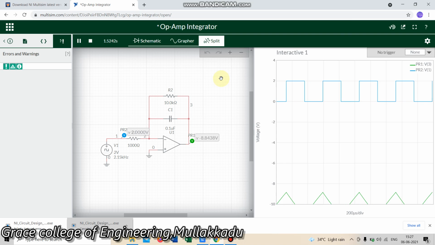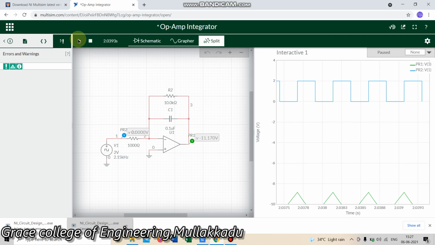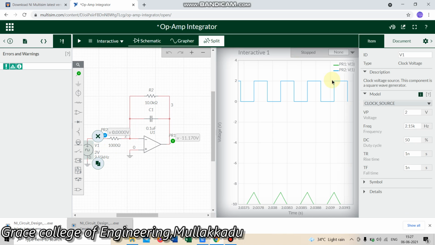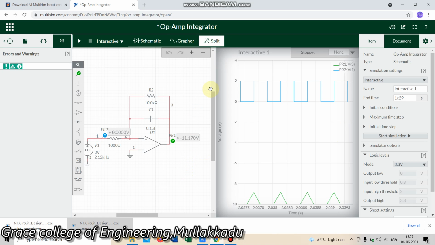Therefore, in the second experiment, we have seen the output for the integrator and the differentiator. Suppose we want to change the waveform, we can click this source and change the waveform, so that we can obtain the various outputs corresponding to the input.